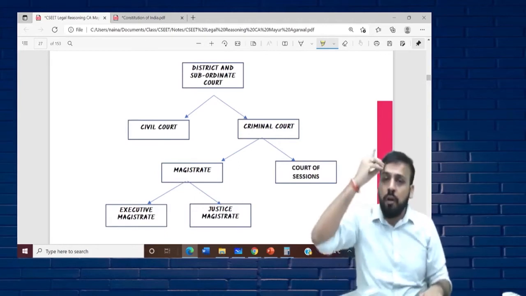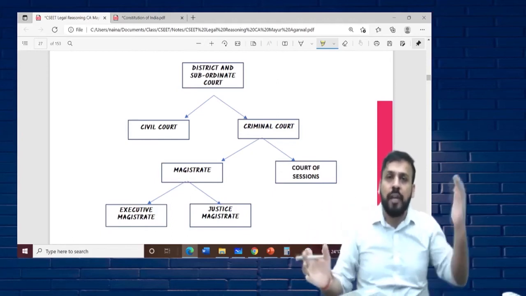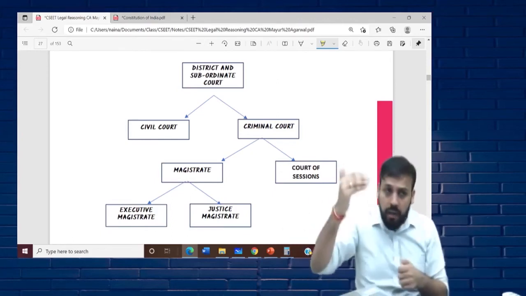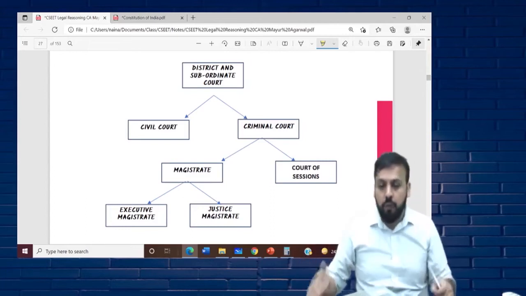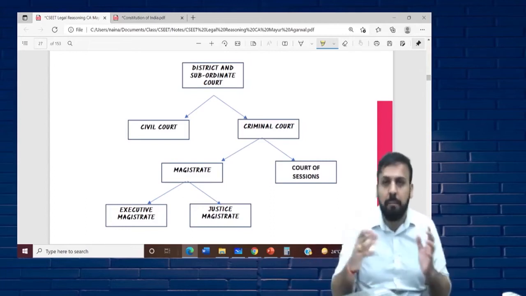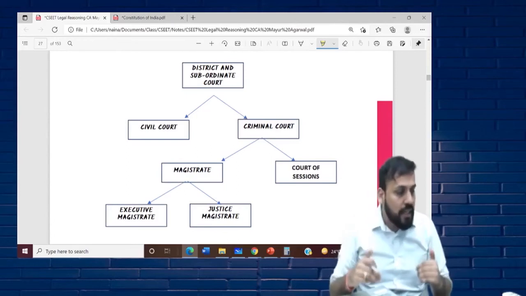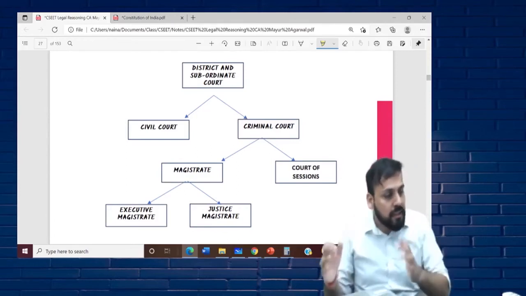Courts have a lot of hierarchy. It is not only that there are three courts: High Court, Supreme Court, and District Court, under which there are so many hierarchies we don't know. That's a very clear thing. So basically, there is Court of Sessions and magistrate, in which magistrate means executive magistrate and judicial magistrate.